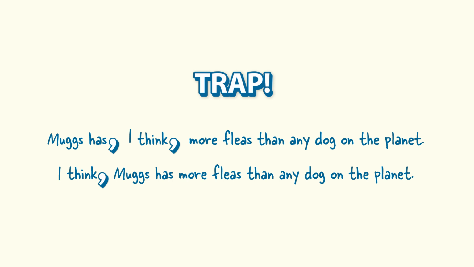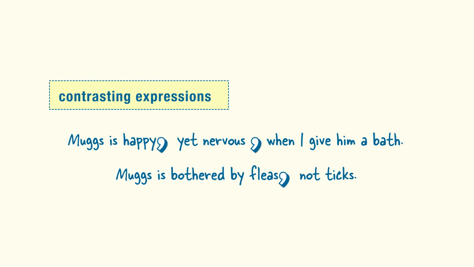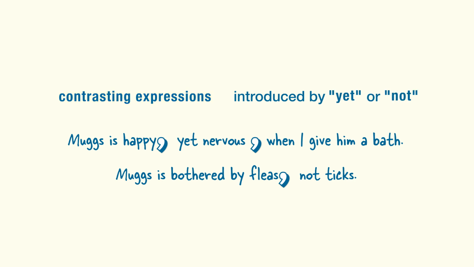Muggs has, I think, more fleas than any dog on the planet. I think Muggs has more fleas than any dog on the planet. I'd keep the commas in the first example, but when you move I think to the front, I wouldn't use commas because the interruption is minor and doesn't change the meaning of the sentence. Those are good decisions. Now, let's look at some sentences with contrasting expressions introduced by yet or not. Contrasting expressions are set off by commas.